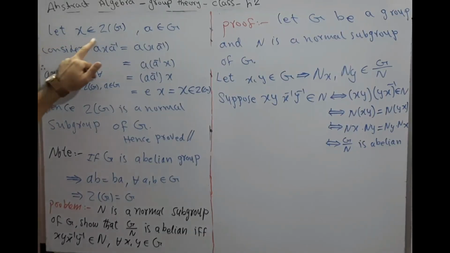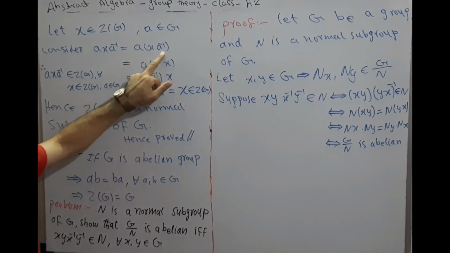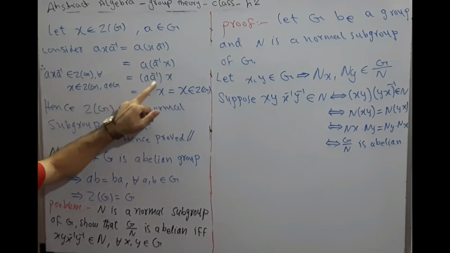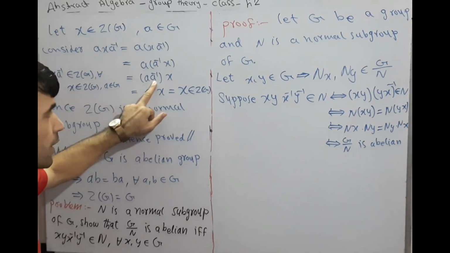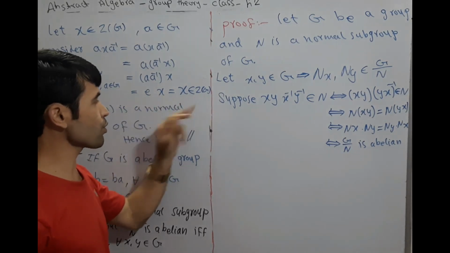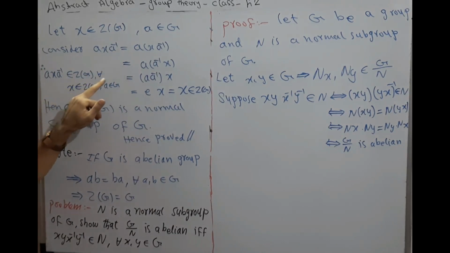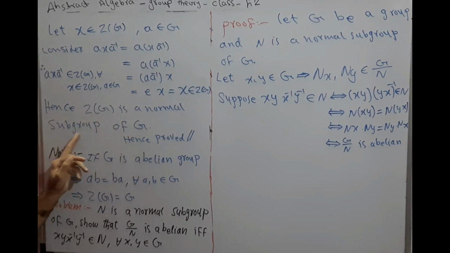Let x belongs to Z(G), a belongs to G. Consider a into x into a inverse. It is equal to a into a inverse into x. It is equal to e into x, since a into a inverse is e. It is equal to x, which belongs to Z(G). Therefore, a x a inverse belongs to Z(G) for all x belongs to Z(G) and a belongs to G. Hence, Z(G) is a normal subgroup of G. Hence, the proof of the theorem.